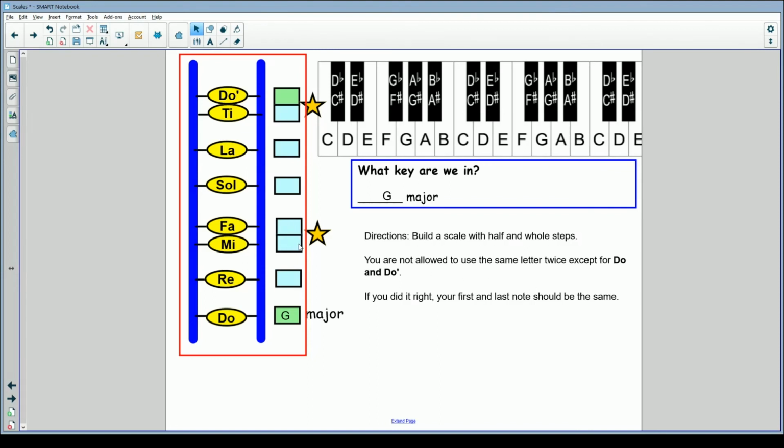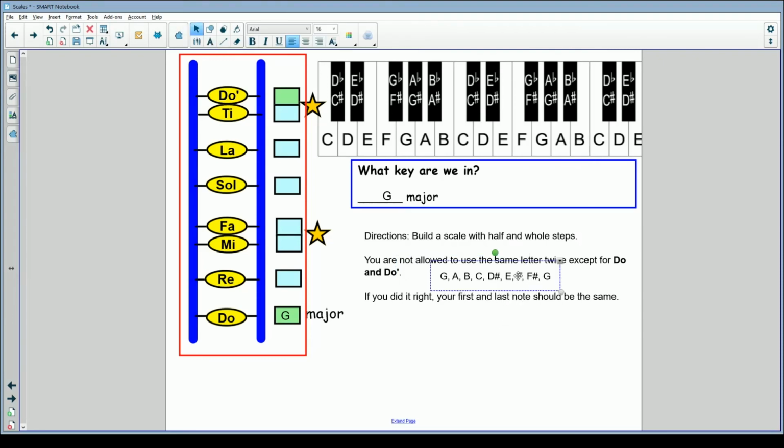Be careful of the half steps between mi and fa. Be careful of the half steps between ti and do. You are not allowed to use the same letter twice. So for example, you are building a scale, let's say, and you find there's an F and there's an F sharp, and you want to build your scale, let's see, G, A, B, C, D sharp, E. This is just an example.